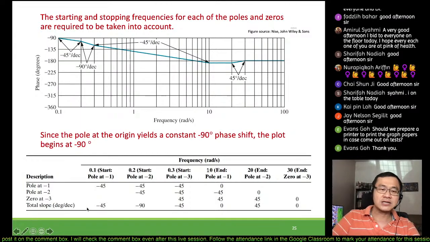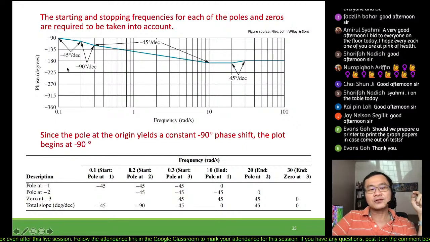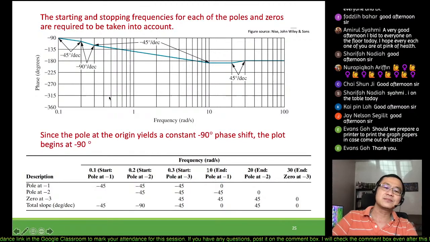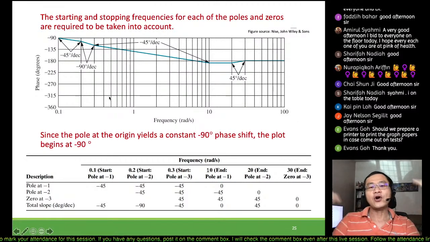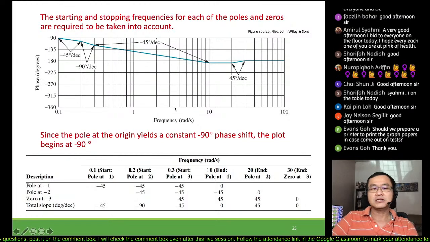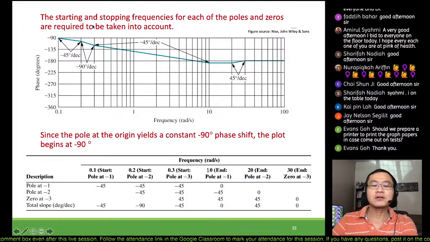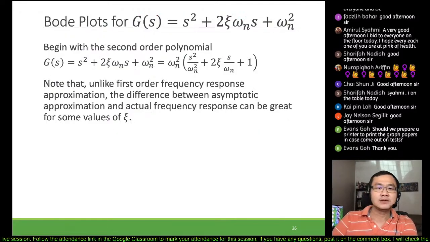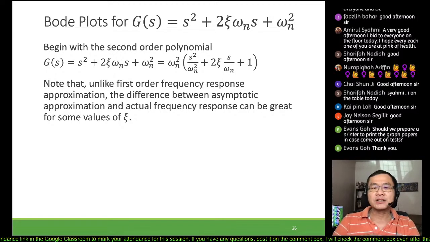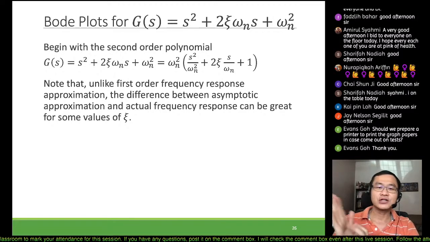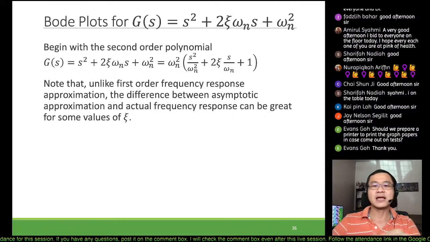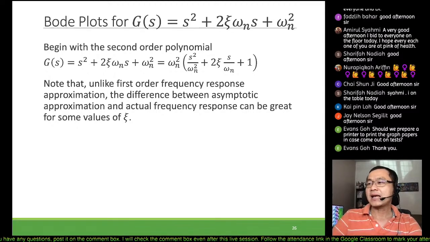So you will see the 45-degree, again same concept. Draw your 45-degree per decade line, draw your 90-degree per decade line. Then shift all the lines accordingly to form your phase plot of the Bode diagram. So I hope that would be clear for you. If you have questions, feel free to post your comment, as we will address it when the time comes.